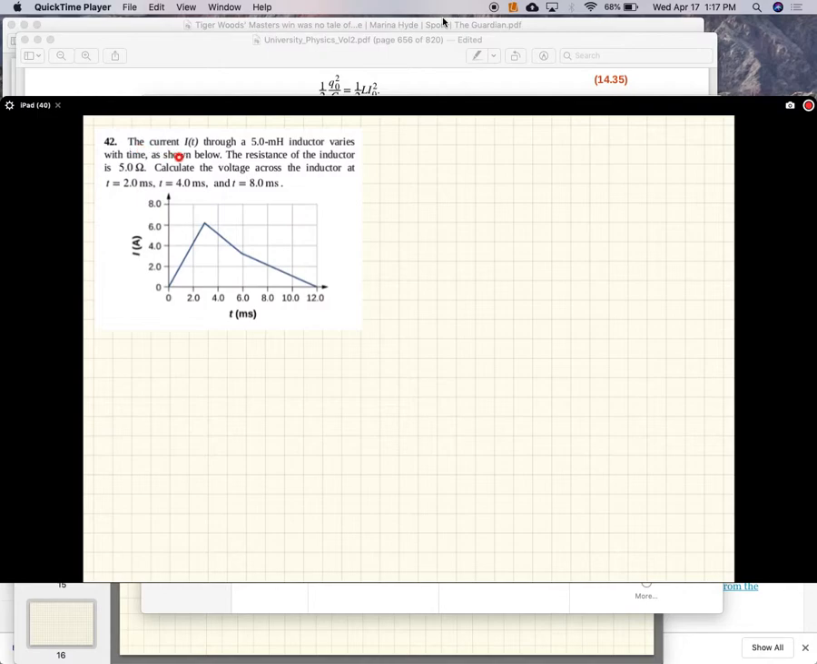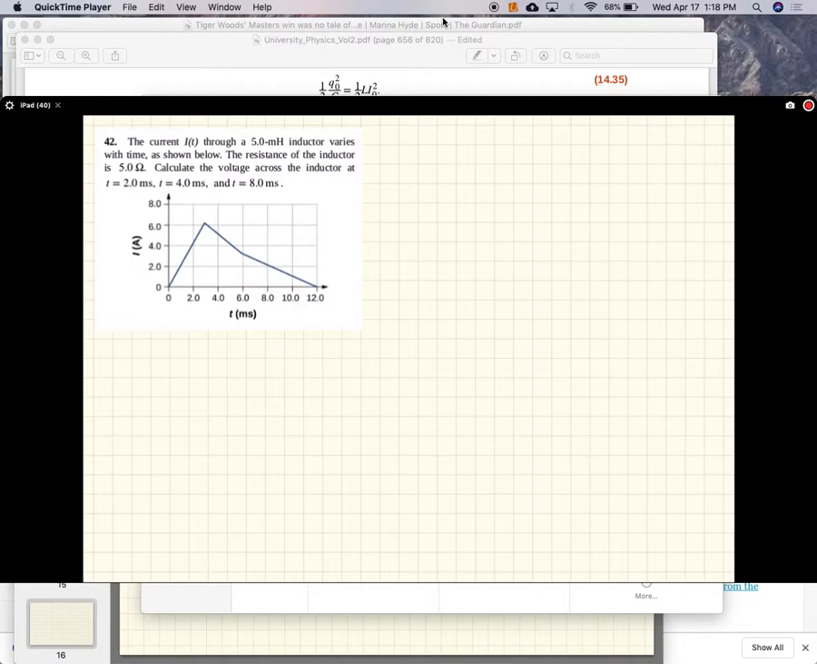Alright, so this problem says the current through a 5 millihenry inductor varies with time as shown below. So here's how I is changing with time. The resistance of the inductor is 5 ohms. Calculate the voltage across the inductor at t equal to 2 milliseconds, 4 milliseconds, and 8 milliseconds.